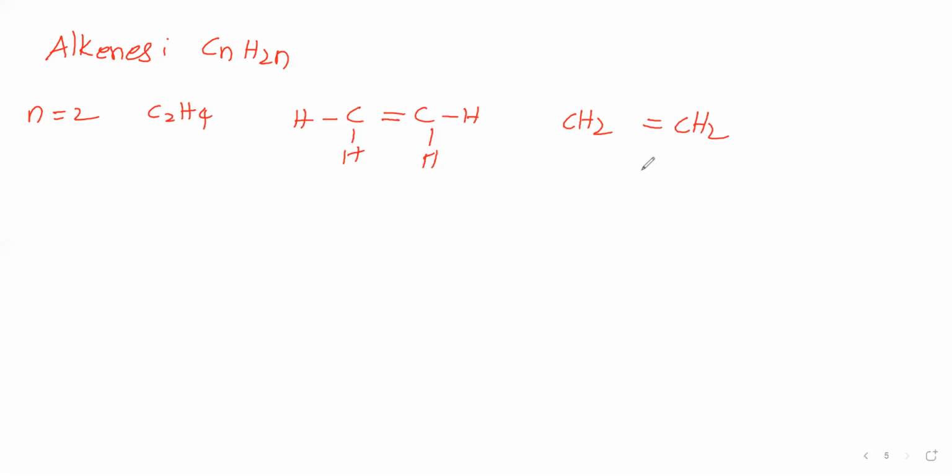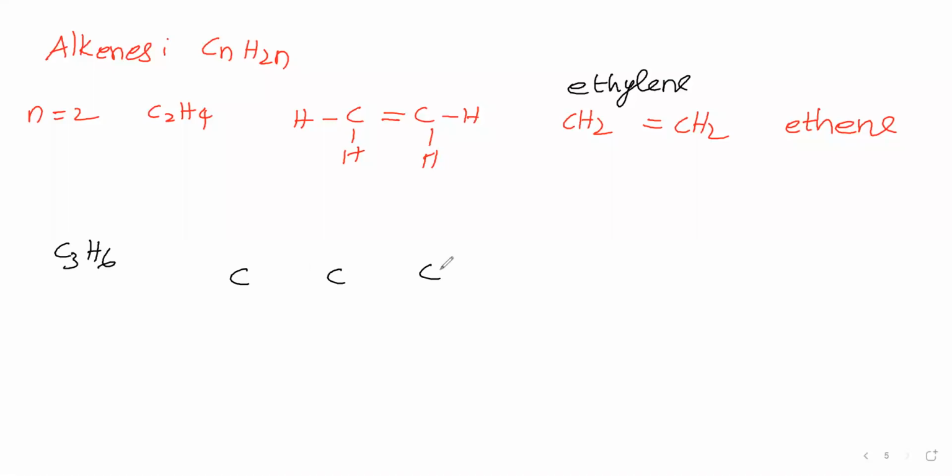For this we will say the IUPAC name. 2 carbon atoms are present, therefore the root word is eth, and carbon-carbon double bond means ene. That is the IUPAC name. The common name for this compound is ethylene. Ethylene is the common name, IUPAC name is ethene. Next we will take n is equal to 3. n is equal to 3 means C3H6. Here 3 carbon atoms are there. Those 3 carbon atoms we will write.